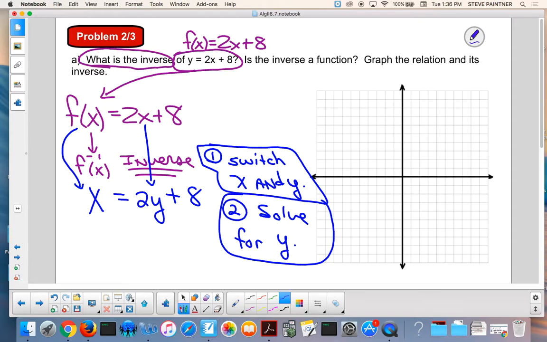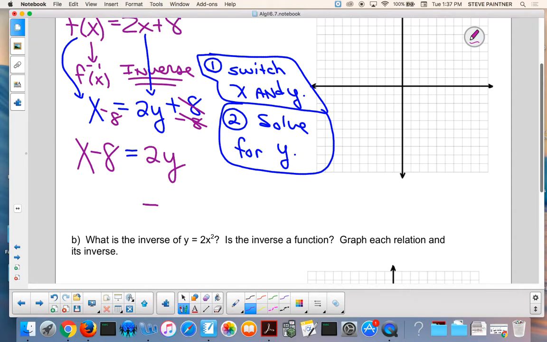Okay, so how do you solve for y, guys? How do you get y all by itself? Subtract 8. Somebody said divide by 2. Well, you can, but that's typically the last thing you do. Most people will say minus 8, minus 8. So x minus 8 equals 2y. And now the last thing you'll do is divide by 2, divide by 2.